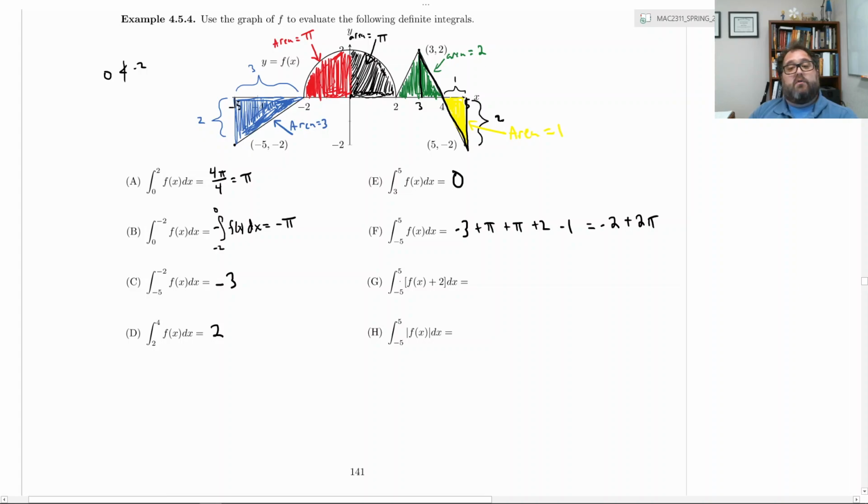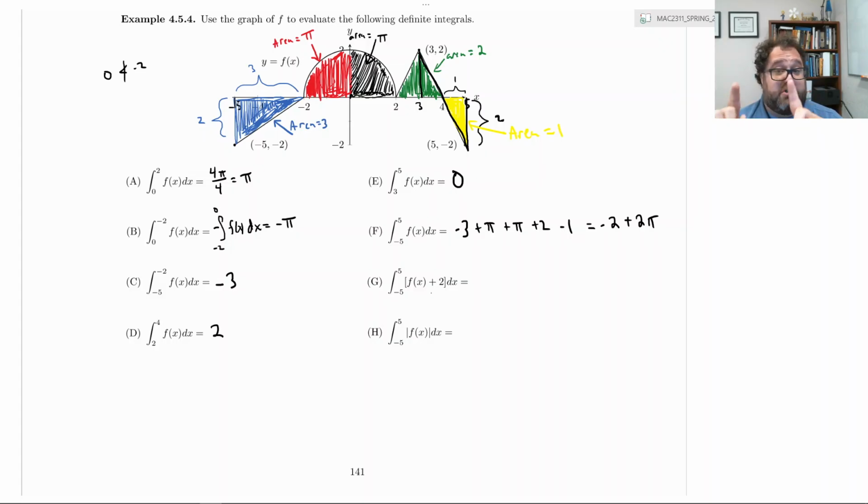The definite integral from -5 to 5 of f of x plus 2. All right. Now here's the thing. Geometrically, what does this do? Geometrically, this takes the graph and raises everything by 2 units, translates everything up 2 units.